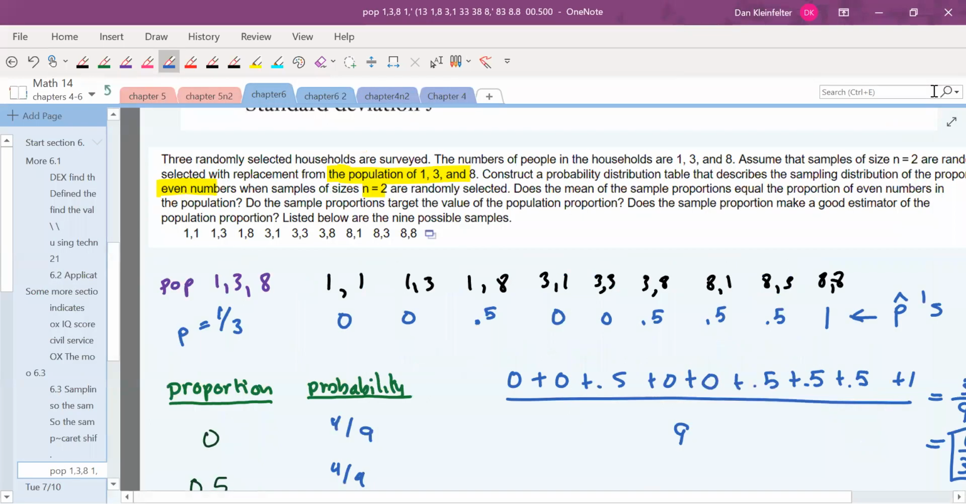All right, that takes us to the end of section 6.3. The idea of sampling distributions takes a little getting used to, but we will end up using that for the rest of chapter 6 off and on, and then also off and on through the rest of the course. So make sure that you're reading the textbook, and let me know if you have any questions.